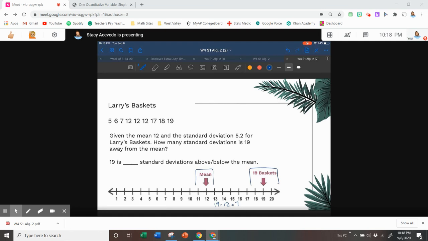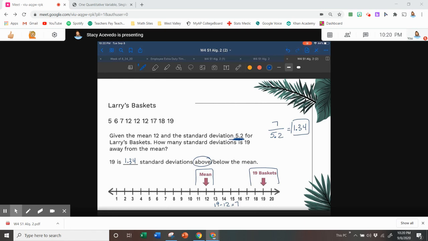Since it's 7 units above the mean, we're going to take 7 divided by our standard deviation, which is 5.2, and you should get 1.34. So 19 is 1.34 standard deviations above the mean.